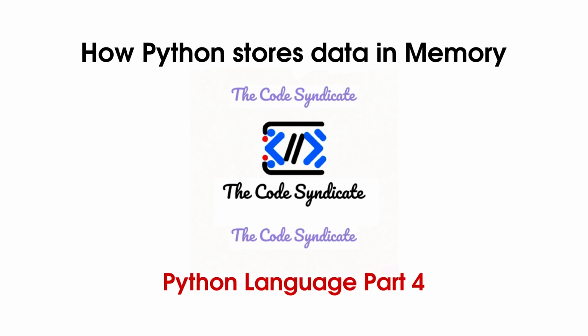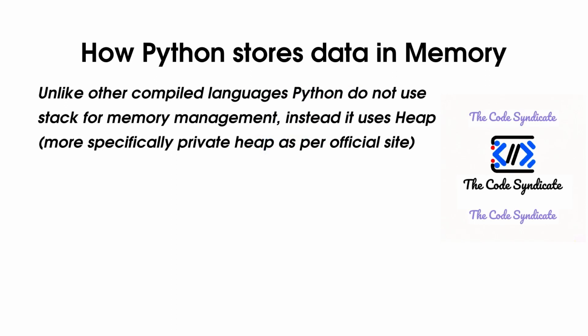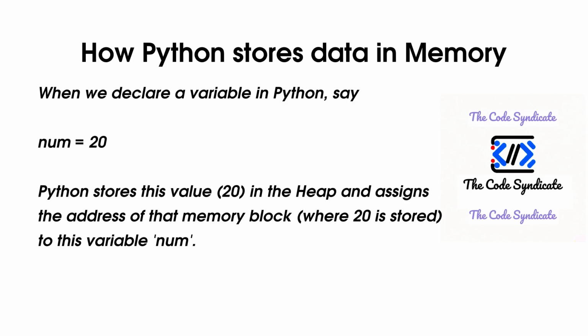Today we will see how Python stores data in the memory. Unlike other compiled languages, Python does not use stack memory. Instead, it uses heap or a private heap as per the official site. When we declare a variable in Python, let's say num equals 20, Python stores this value in a heap and assigns the memory address to this variable.